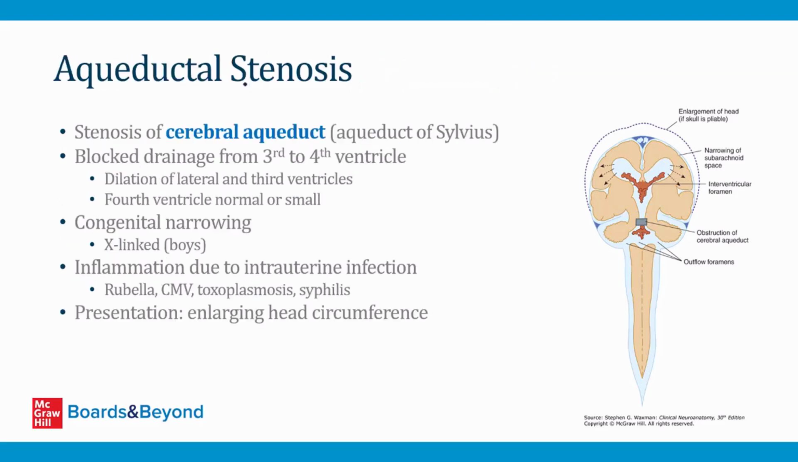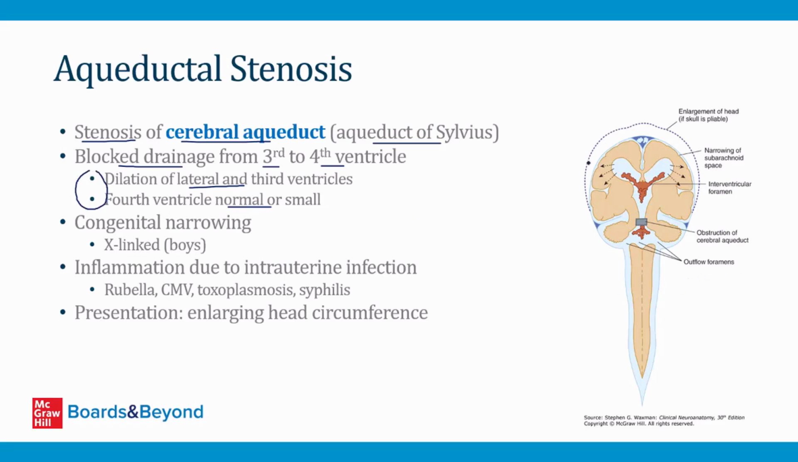So aqueductal stenosis refers to stenosis or narrowing of the cerebral aqueduct, also known as the aqueduct of Sylvius. This aqueduct drains the lateral and third ventricles into the fourth ventricle. So when you have stenosis, there will be a blockage for the drainage from the third ventricle into the fourth ventricle. As a result, the lateral and third ventricles will become dilated, but the fourth ventricle will be normal or small. And it's super high yield to remember these facts here. They're going to want you to know the anatomy of this condition for your board exams.